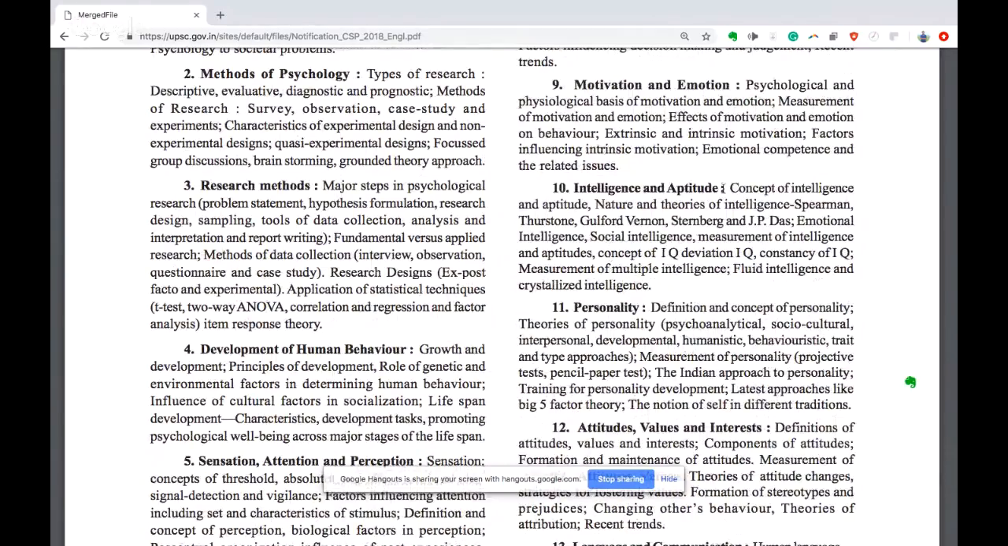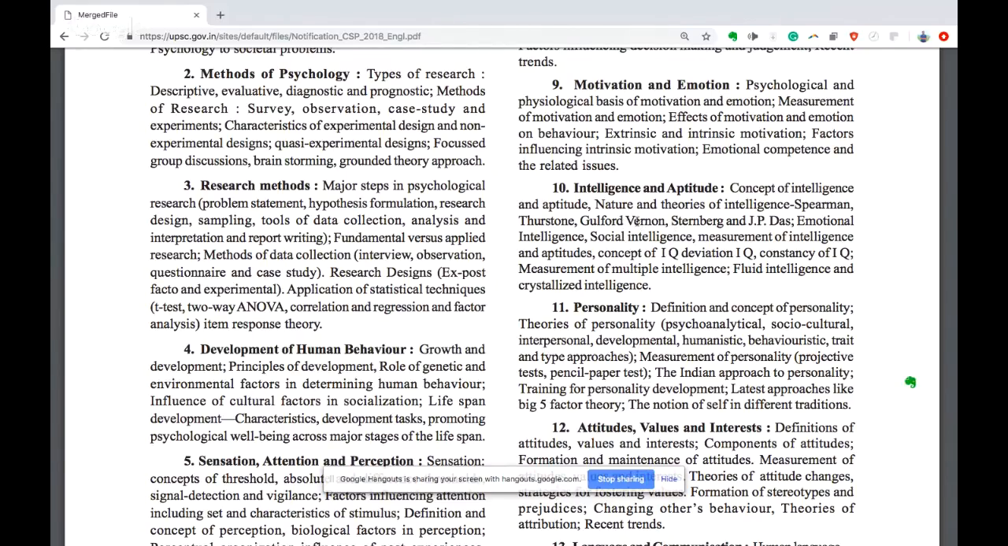Intelligence and aptitude. I won't like to put it like this, but I found it the most boring chapter, mainly because there is so much to mug up here. You have to learn a lot of theories. You see how many theories are there. Spearman, Thurstone. The spelling is not correct here. Even UPSC makes spelling mistakes. The correct spelling is Guilford. Then there should be a comma here.